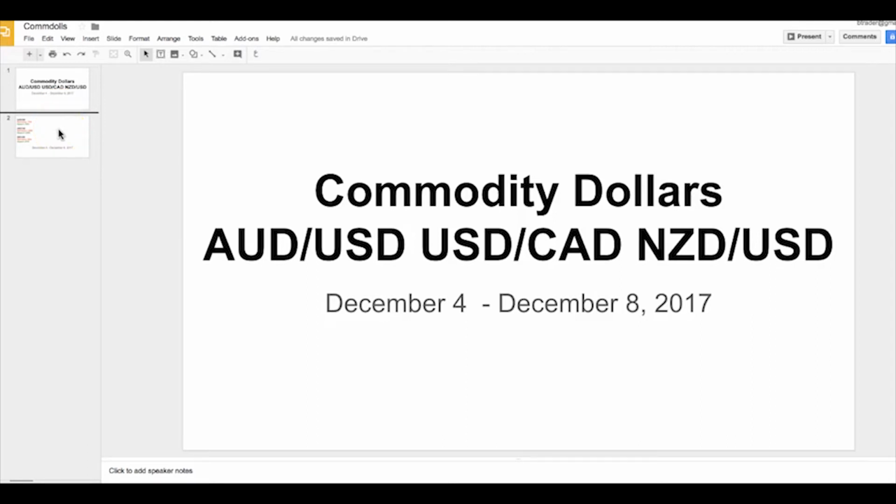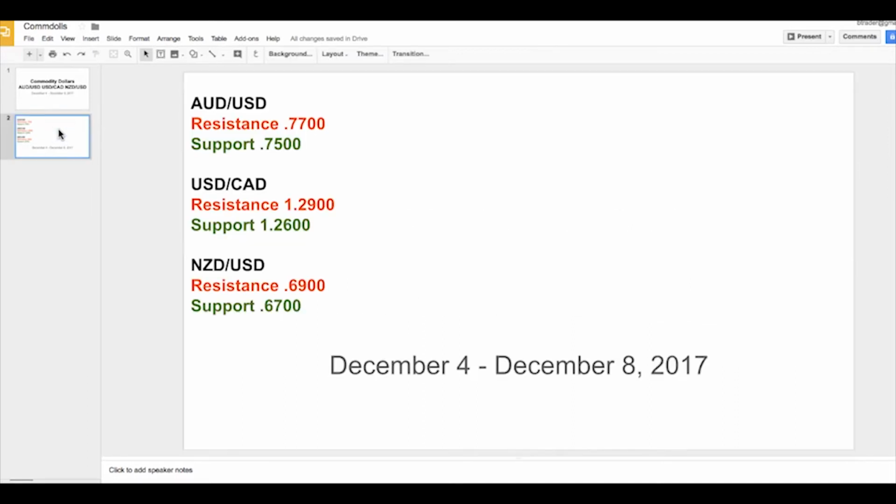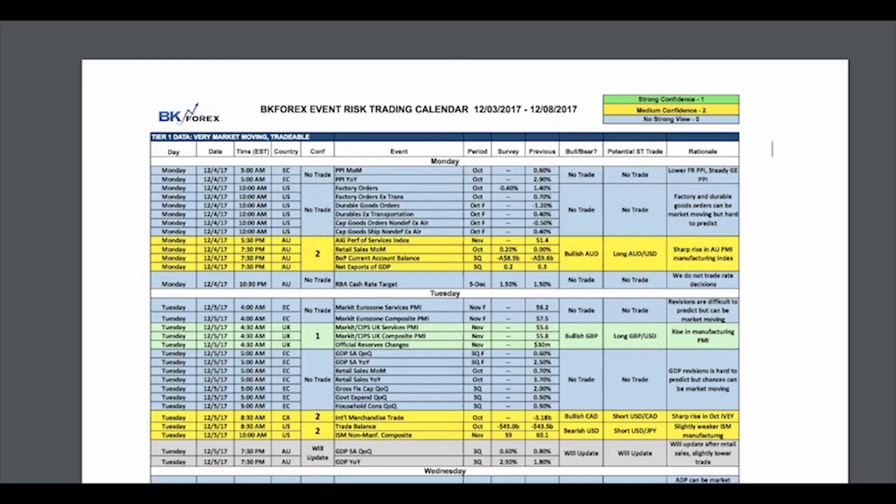So we're going to be watching those two commodity dollars primarily, with Kiwi really taking a backstage for the time being. The levels pretty much stayed the same. It's a 75-77 level in Aussie, a 26-2900 level in CAD, and a 67-69 level in Kiwi. But in between, there's been quite a lot of changes and turmoil in the levels. Before we get to that, let's just take a look at the calendar.